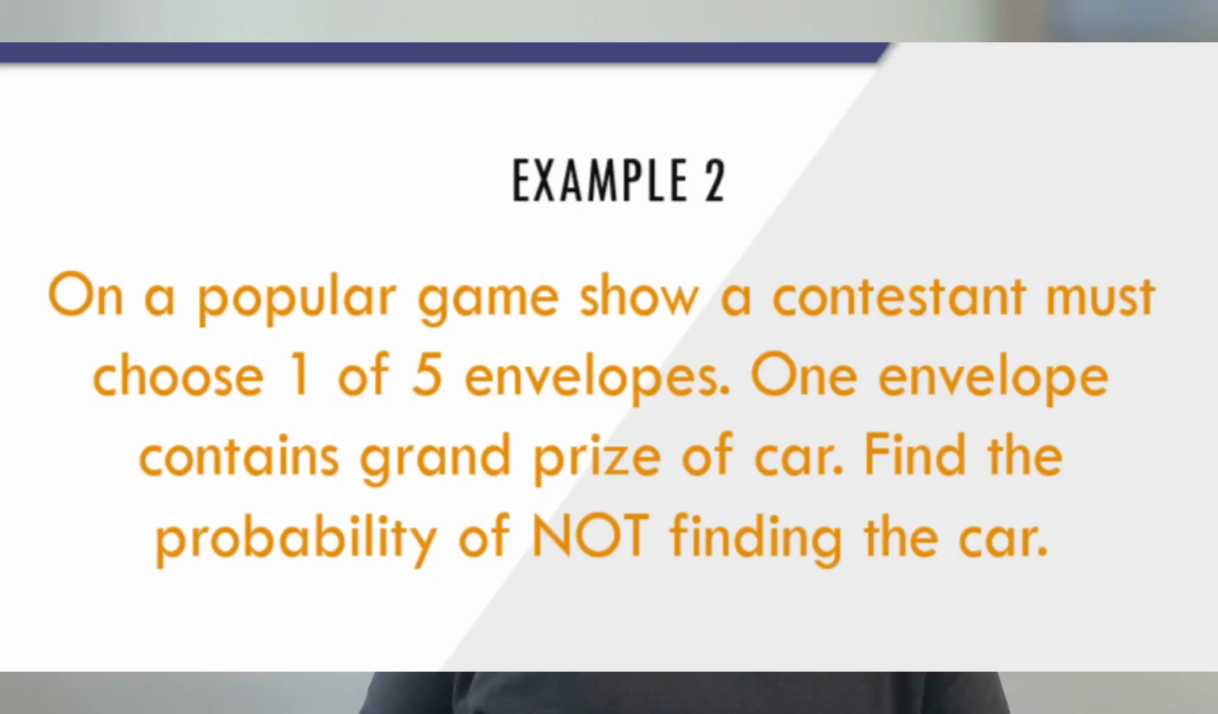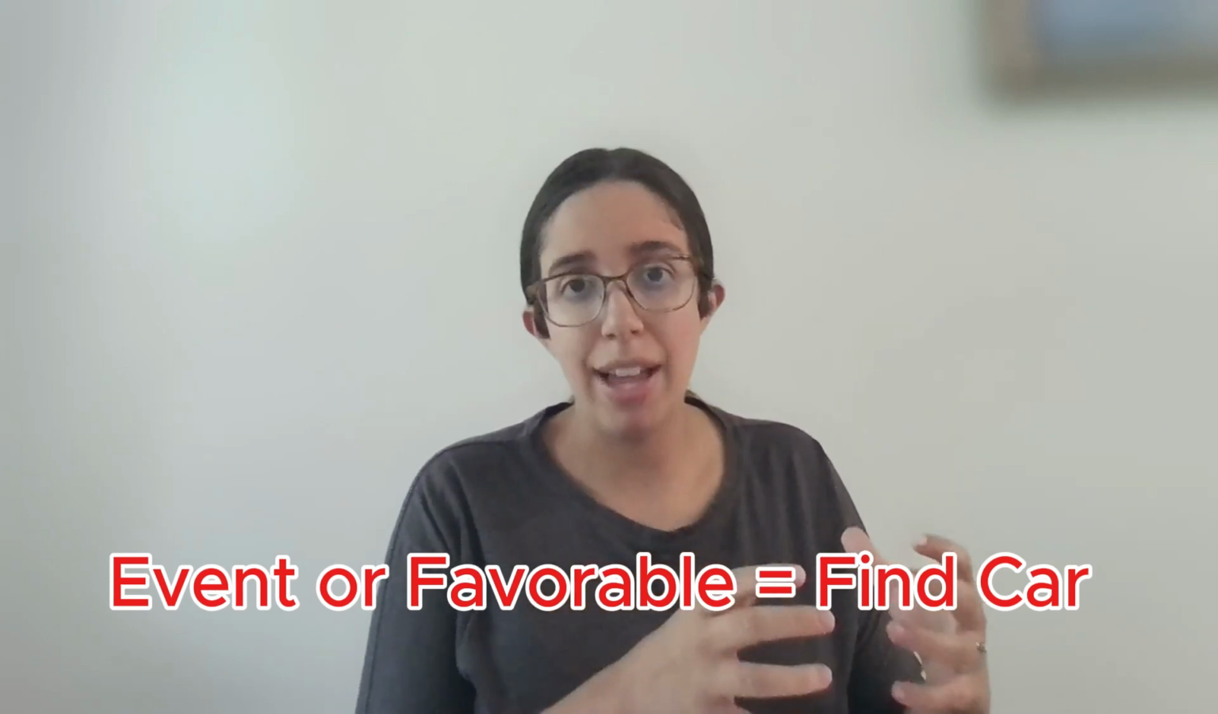On a popular television game show, a contestant must choose one of 5 envelopes. One envelope contains the grand prize of a car. Find the probability of not choosing the car. So our probability of the event, the favorable thing happening, is the car. That's the event. And that's going to equal the number of favorable outcomes over the number of possible outcomes that we have.